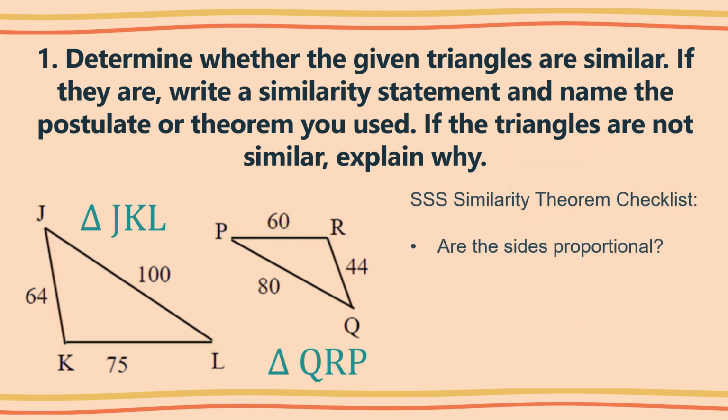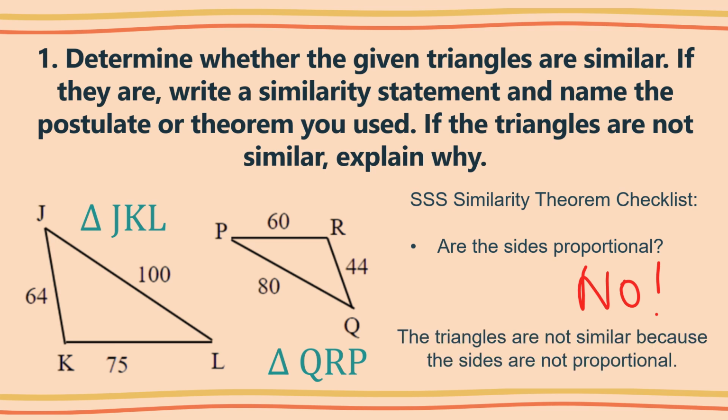So going back to our checklist, the sides are not proportional. So the triangles are not similar, and we're supposed to explain why. So I said the triangles are not similar because the sides are not proportional. So very simple explanation.